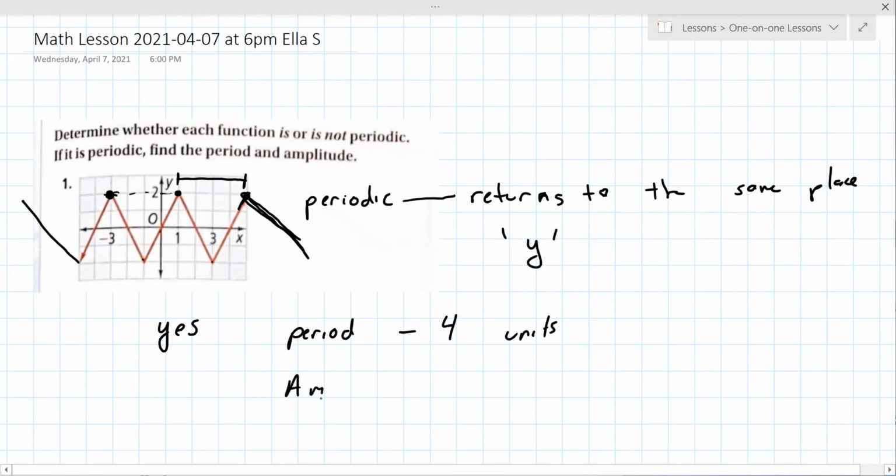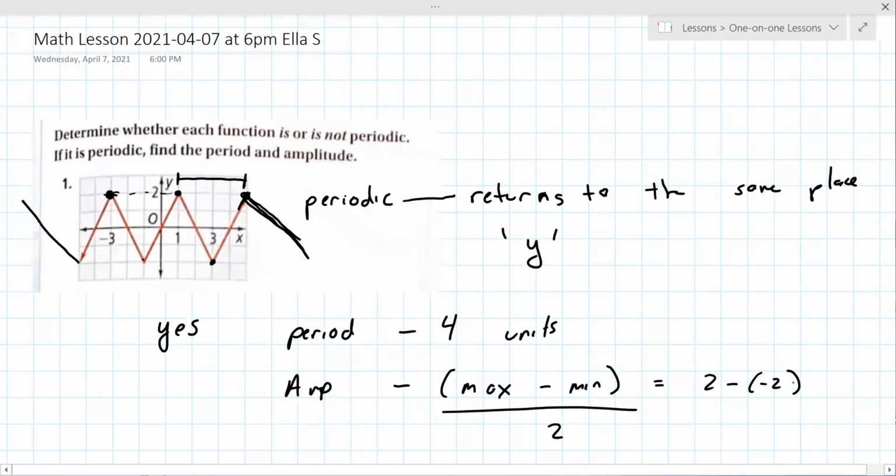And then the amplitude, it's the max minus the min divided by 2. So in this case, it's 2 minus negative 2, because that min is down here at minus 2, all over 2, which ends up being 2. This formula will come in handy later on.